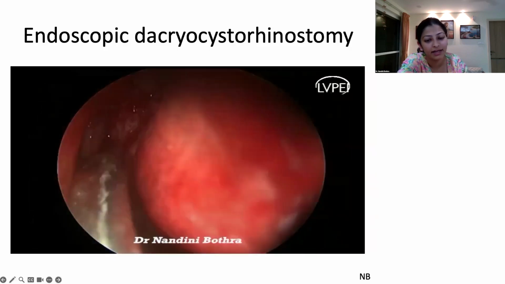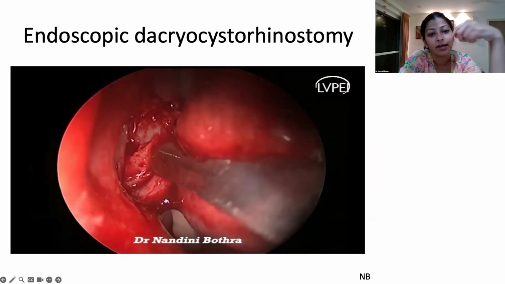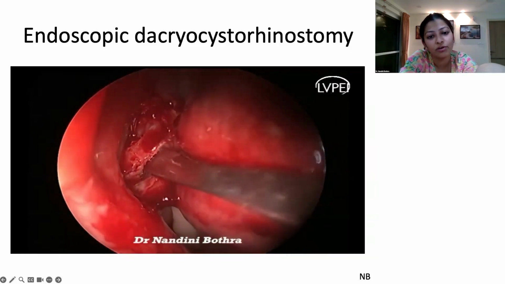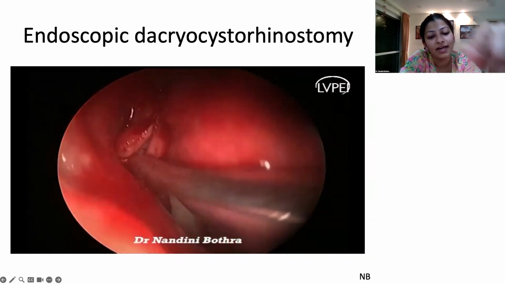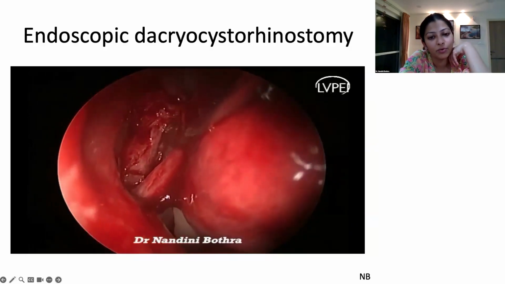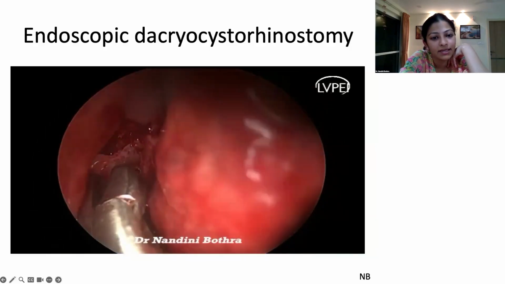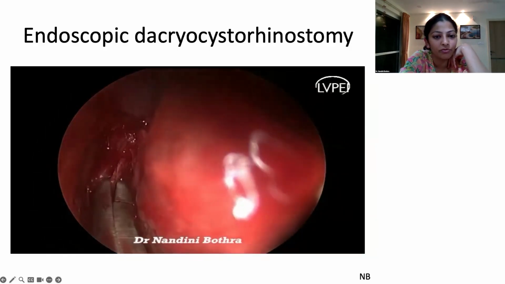There. So that is your thin lacrimal bone, which is what you perforate when you do an external surgery. Now you can see there is a huge chunk of ethmoid bone, which is sitting right in front of your lacrimal sac. So this bone is again separated from the mucosa on all the sides. And using an alligator forceps, this bone is also completely removed.